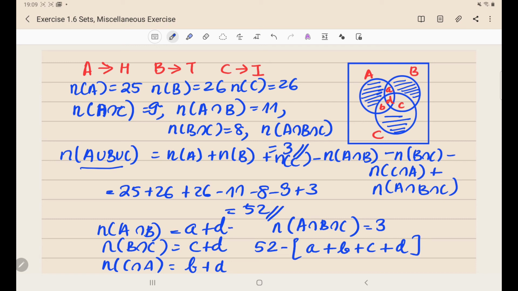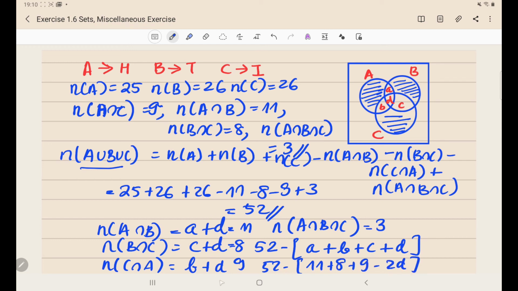We know that A plus D is what? A plus A intersection B. That is A intersection B, 11. And what is B intersection C? B intersection C is 8. Then again B plus D, that is C intersection A. A intersection C is given as 9. So 52 minus 11 plus 8 plus 9 minus 2D.